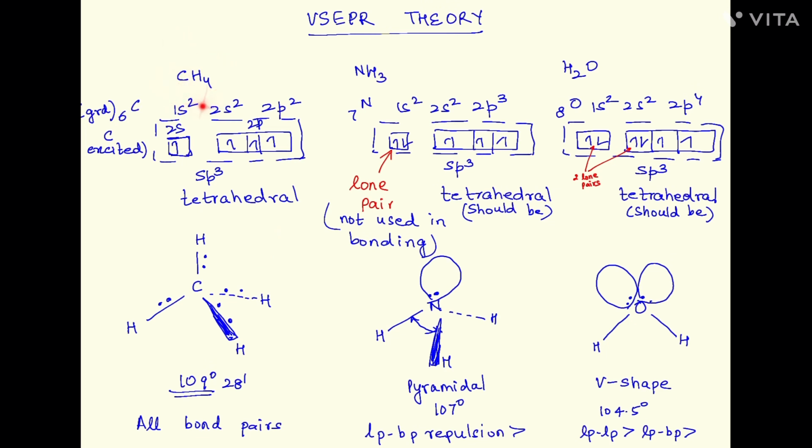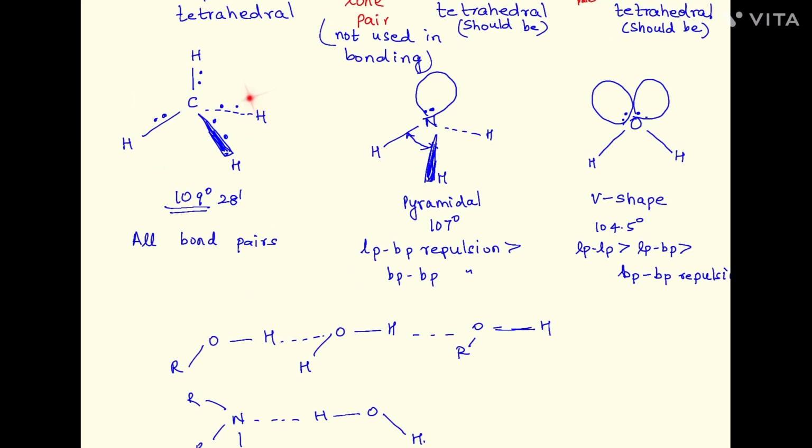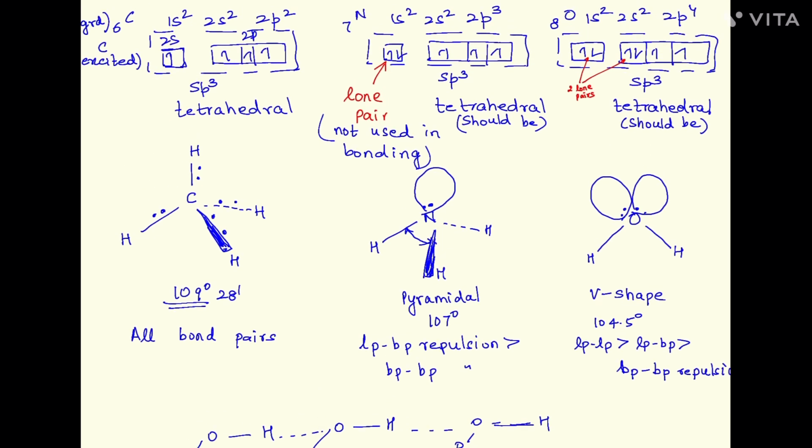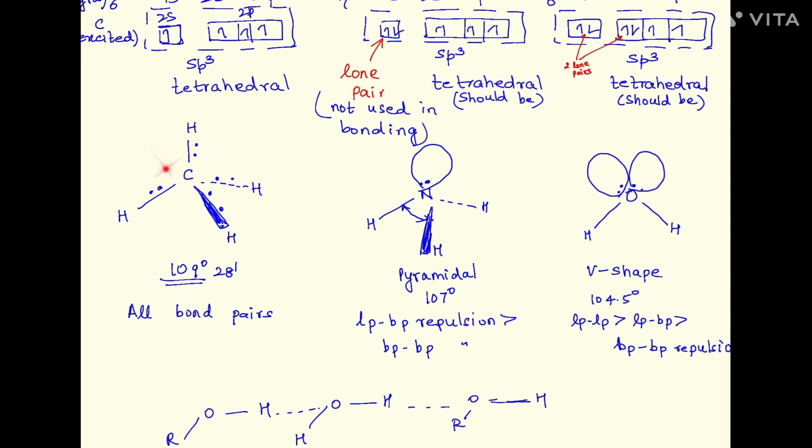A quick glance through it: methane, ammonia, water. Methane also has sp3 hybridization just like ammonia and water. Methane has no lone pair of electrons on the carbon. Ammonia has a lone pair of electrons on nitrogen. Water has two lone pairs of electrons on oxygen. In methane, according to the VSEPR theory, there are only bond pairs of electrons, where all electrons are used up in bonding. So we have 4 bond pairs. It has a regular geometry wherein the bond angle is 109 degrees 28 minutes.